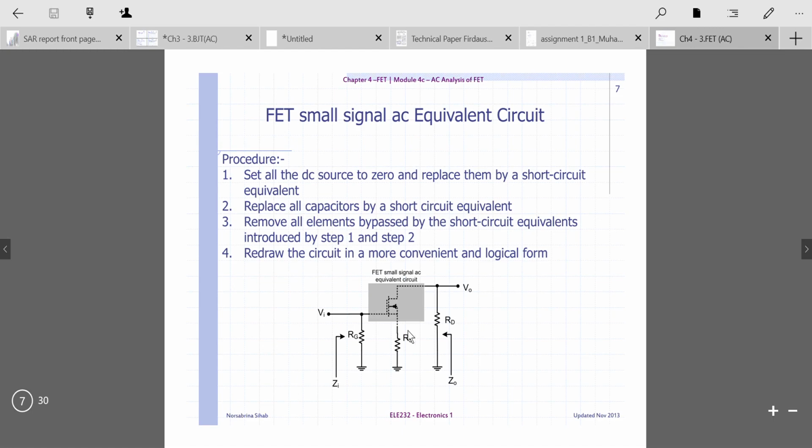So if you have a capacitor connected to RS, it means that if it is a short circuit, the current will bypass RS. That is an example, only an example. So number 4 is to redraw the circuit in a more convenient and logical form.